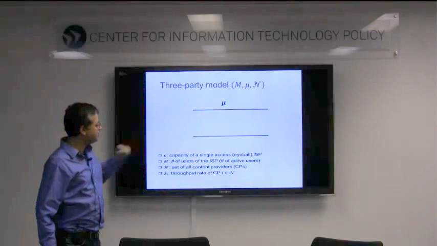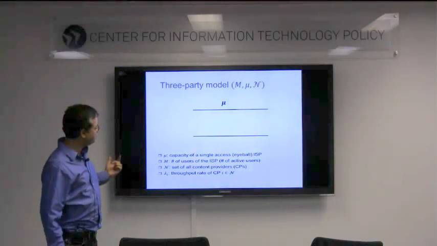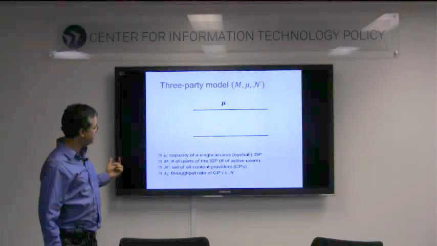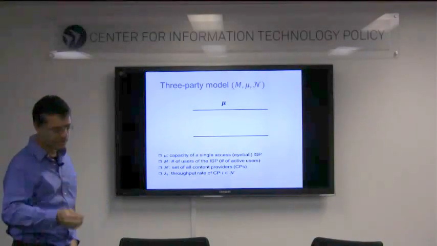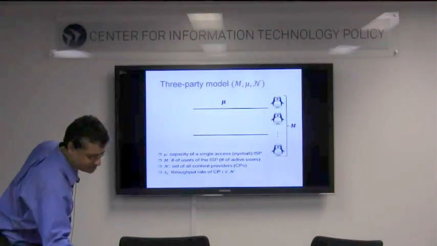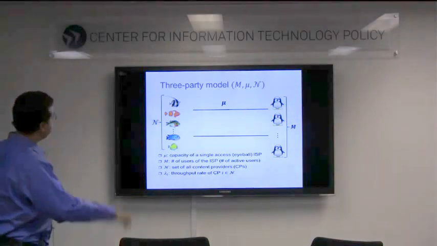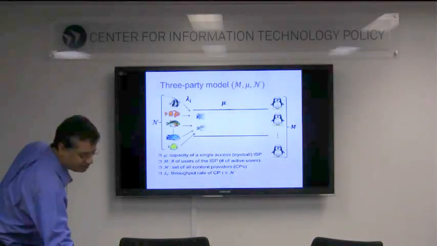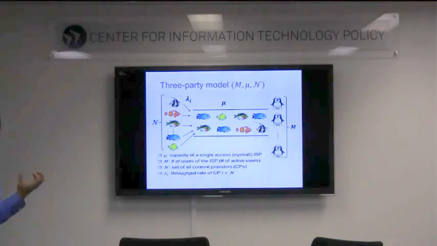M is the number of users of that ISP. N is the set of all content providers, and lambda_i is the throughput rate of each content provider. I'll explain why all this makes sense. So you have these users, M, you have all these content providers, and each content provider is sending traffic through this last mile pipe at some rate, lambda_i.